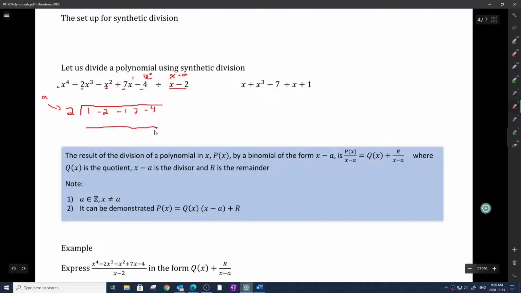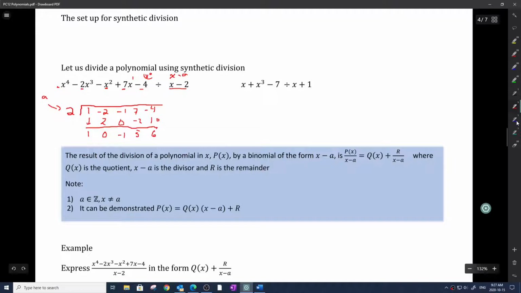And now we're going to simply add down. 1, multiply across. 1 times 2 is 2. Add down. Multiply across. Add down. Multiply across, add down, multiply across. So now there is my answer in here.